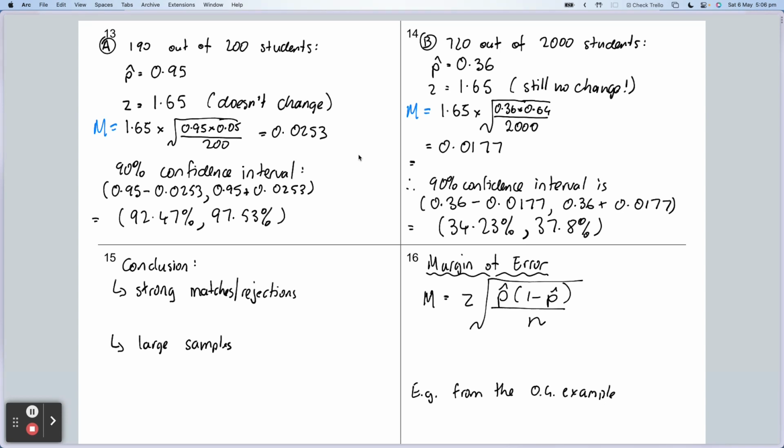What we can talk about is that if we were reporting back to the press or something like that, we could say that 36% of all students, plus or minus 5 to 6% error. In other words, 36 plus or minus about 6 with confidence of 90%.